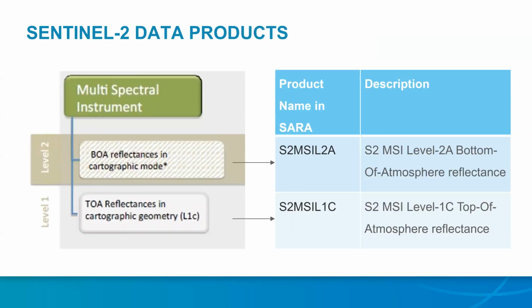This slide shows the Sentinel-2 data products synced by the Australasian Hub. So there's a level 1 top of atmosphere reflectance product and a level 2 bottom of atmosphere reflectance product. The level 2 product has only been produced since December 2018. So for level 2 data before this time, users can download the level 1C product and then use a tool like Sen2Cor to process it to level 2A.